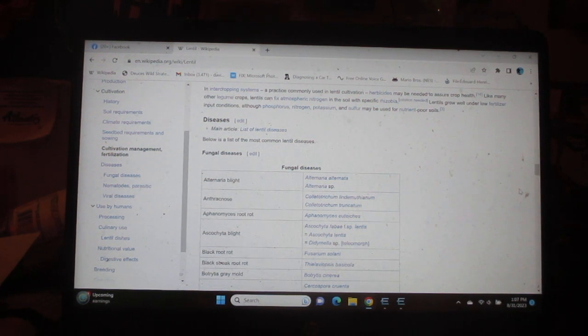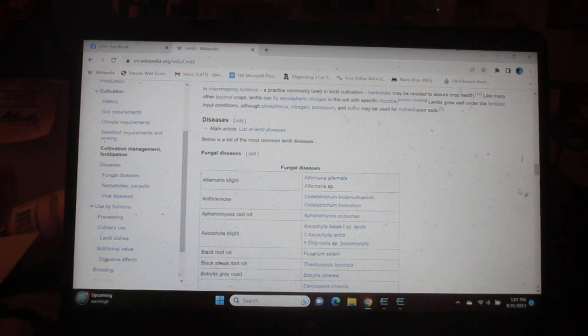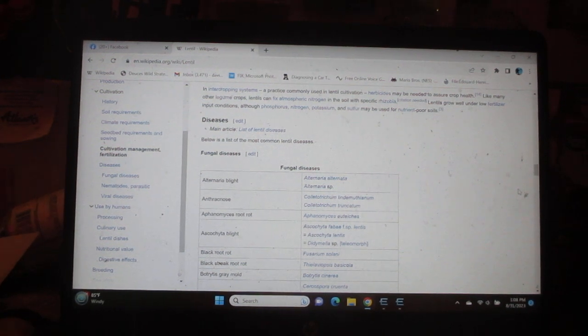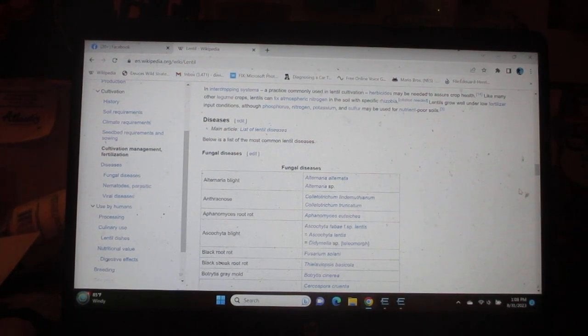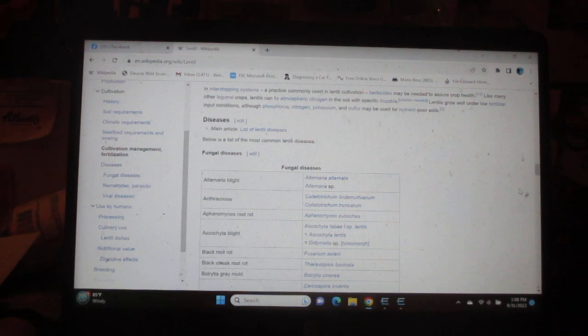Alternaria blight, Alternaria alternata, Alternaria sp. What does that stand for? Anthracnose, Colletotrichum lindemuthianum, Colletotrichum truncatum.